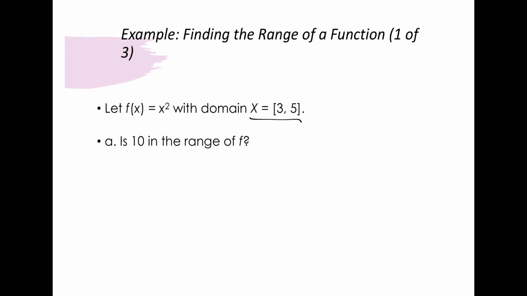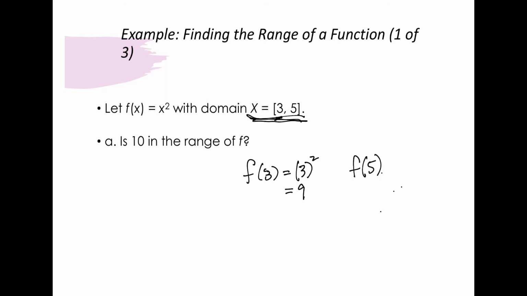But here they're just asking us to do an exercise. They ask, is 10 within the range of f, given that my domain's been limited from 3 to 5? So let's look at that. If I have the low point of my domain starting at 3, 3 is going to be the smallest number we're allowed to plug in. And we know that the function is x squared, so we'll put 3 squared. We know that the output is 9. That's really close to 10.